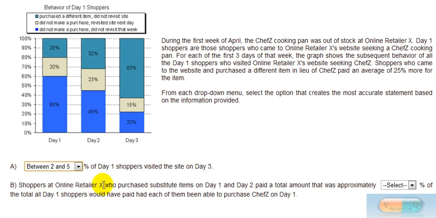In part B, the shoppers who purchased substitute items on Day 1 and Day 2 paid a total amount that was approximately what percent of the total all Day 1 shoppers would have paid had each of them been able to purchase Chef Z on Day 1. Okay, so let's break it down. Who purchased substitute items on Day 1 and Day 2? Well, you look at this. Purchased a different item. That's basically this color.